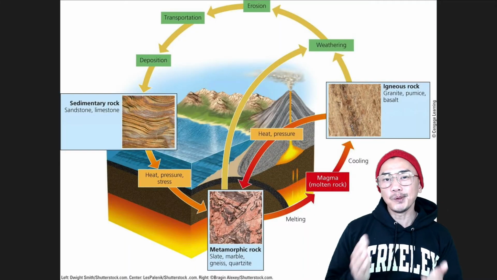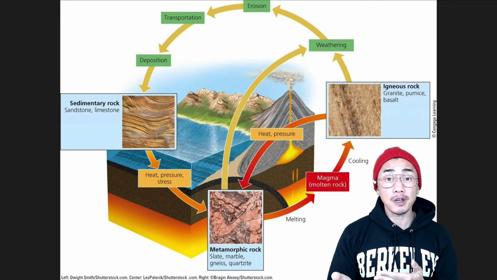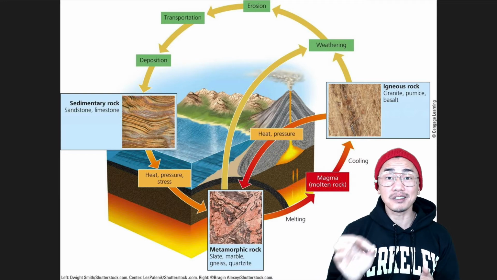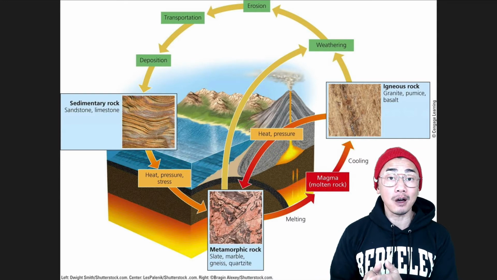This photograph shows how weathering and erosion by wind can create unique rock structures. This is another diagram of the rock cycle, highlighting the processes involved in changing one type of rock into another.